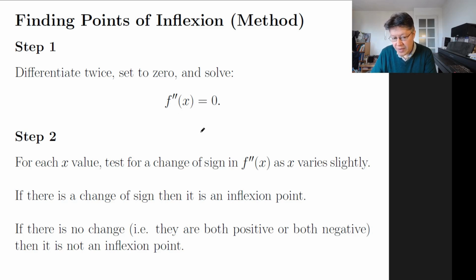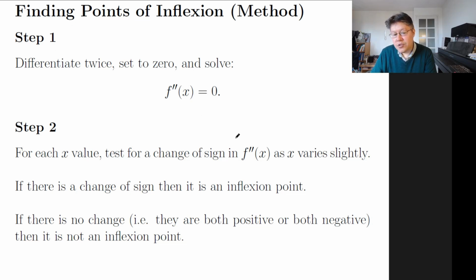Okay, and then we'll get some x coordinates, and then we need to test for a change of sign of the second derivative as x varies slightly. And if there's a change of sign, then it's an inflection point, and if there's no change of sign, then it's not an inflection point. So if I was to do, say, a cubic, these are the inflection points. There's actually only one inflection point here.